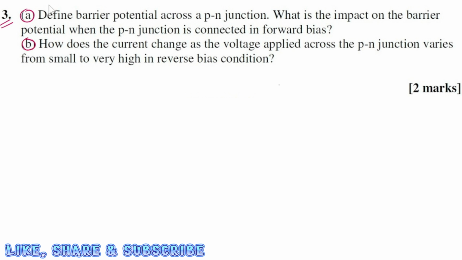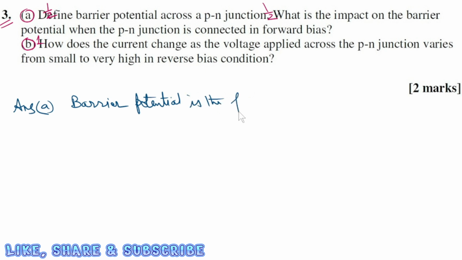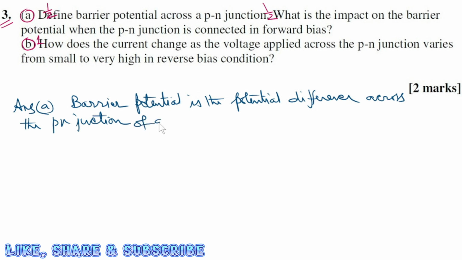To me, marks distribution appears to be half mark for this subpart and half mark for this subpart and 1 mark for this part B of the question. Now answer, part A. Barrier potential is the potential difference across the PN junction of a PN diode.